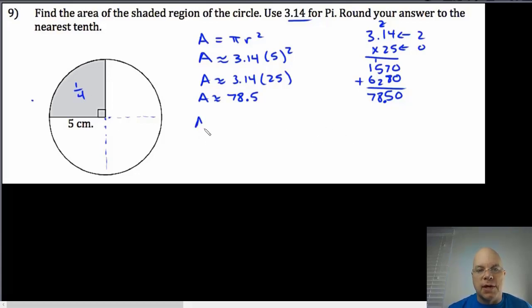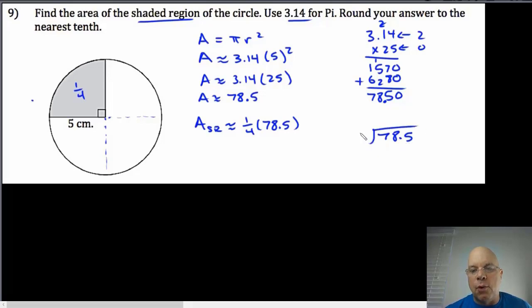So I'll say area of the shaded region is approximately 1/4 of 78.5. And multiplying by 1/4 is the same as dividing by 4. Remember, dividing is the same as multiplying by the reciprocal, and the reciprocal of 4 is 1/4, so we're going to do 78.5 divided by 4. Line up my decimal and my quotient.